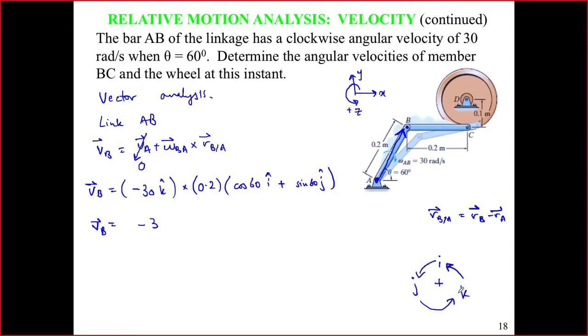minus 3, and when k goes to i, I get j. Minus 3j, and then if I go from k to j in this direction, I'm going in the opposite direction to the positive sign convention. So I'm going to get a minus i, so that is 30 into 0.2, minus 3 square root 3 meters per second. Oh, sorry. Anybody would like to point out that I made a mistake?